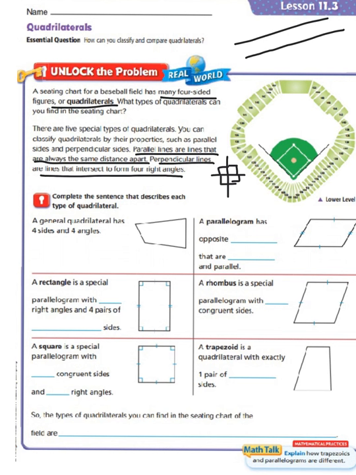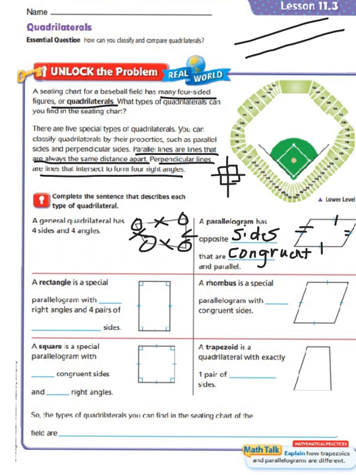So let's begin by comparing the sentences that describe each type of quadrilateral. A general quadrilateral has 4 sides, 1, 2, 3, 4, and 4 angles, 1, 2, 3, 4. A parallelogram has opposite sides that are congruent, or the same length, and parallel. So on this parallelogram, we see that this side and this side are congruent, and this side and this side are congruent and parallel.